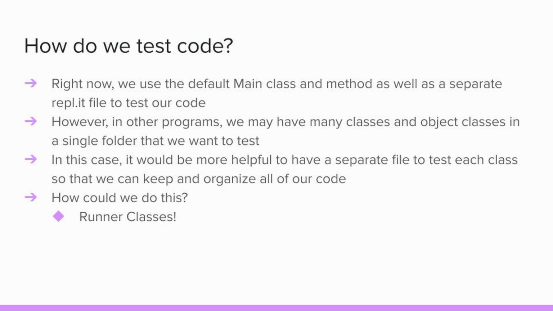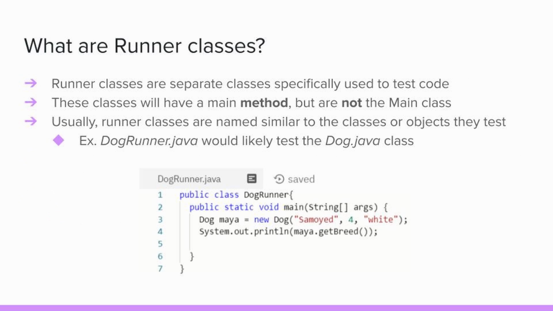We could use something called runner classes. Runner classes are separate classes used to specifically test code. These classes will have a main method in the familiar form public static void main(String[] args), but not the main class. Usually runner classes are named similarly to the classes or objects they test. For example, DogRunner.java would likely test the Dog class. We can make as many runner classes as we want, and we can use them to test various classes.